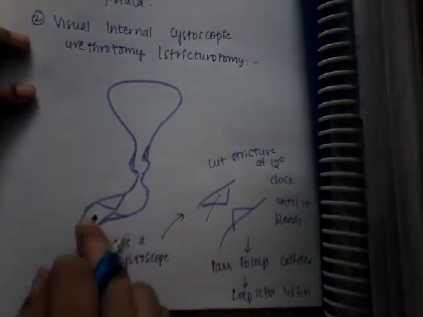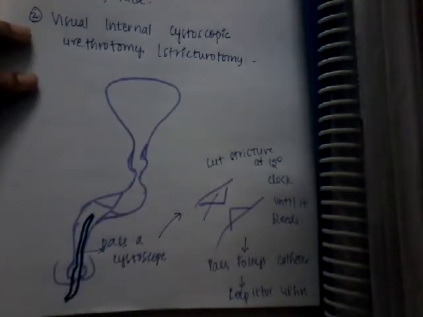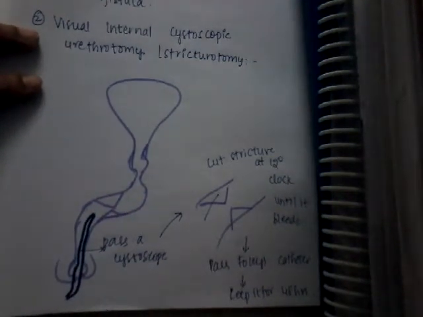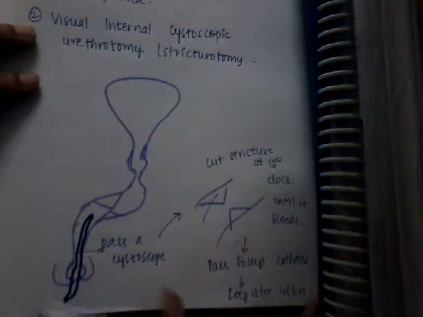So this is visual internal cystoscopic urethrotomy or stricturotomy, where you will pass a cystoscope. This is the cystoscope, and then you visualize the stricture, and you will cut the stricture at 12 o'clock until it bleeds. Pass the Foley's catheter and then keep it for 48 hours. So this is what is done for visual internal cystoscopic urethrotomy. By seeing, you are cutting the urethra.